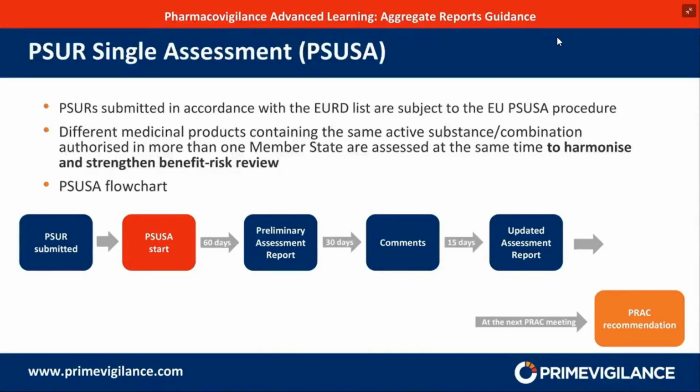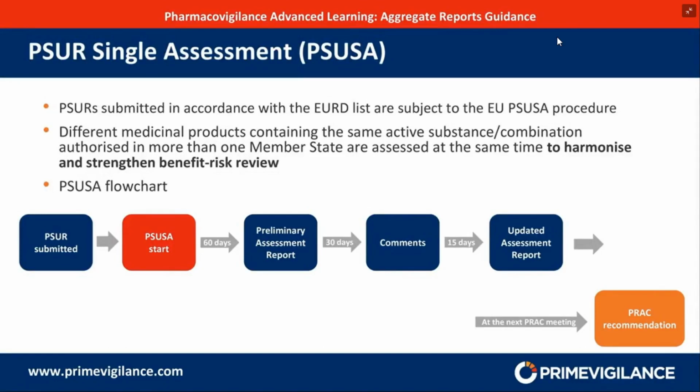During the assessment, the PRAC rapporteur shall prepare an assessment report and send it to EMA and to the members of the PRAC within 60 days of the start of the procedure. EMA will send the preliminary assessment report to the marketing authorization holder, and by day 90, the marketing authorization holder and members of the PRAC may send comments on this preliminary assessment report to both EMA and the PRAC rapporteur.